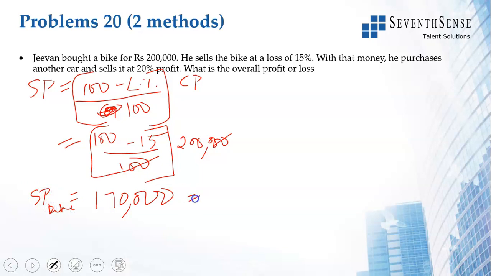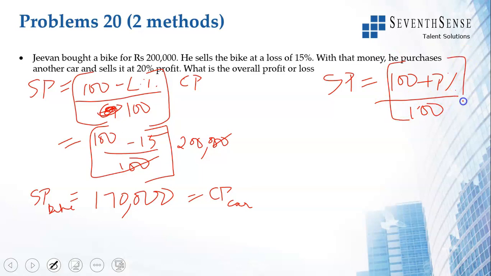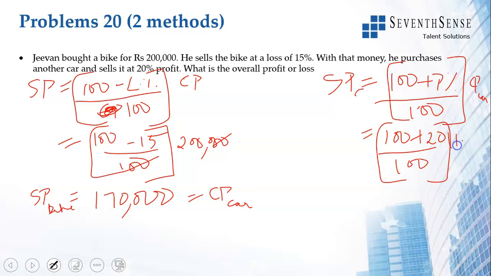Now he's using that on a car. This is the cost price of the car, and he sells it at a 20% profit. What is the overall selling price? It is 100 plus profit percent divided by 100 into CP, but this is the new CP of the car. So the SP of the car is multiplied by the CP of the car. 100 plus 20 by 100 into the cost price of the car, which is 1,70,000.